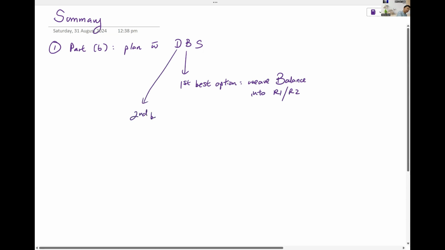The second best option, not the default one, is to weave my dartboard into R1, R2. And that is when this doesn't work. Follow?